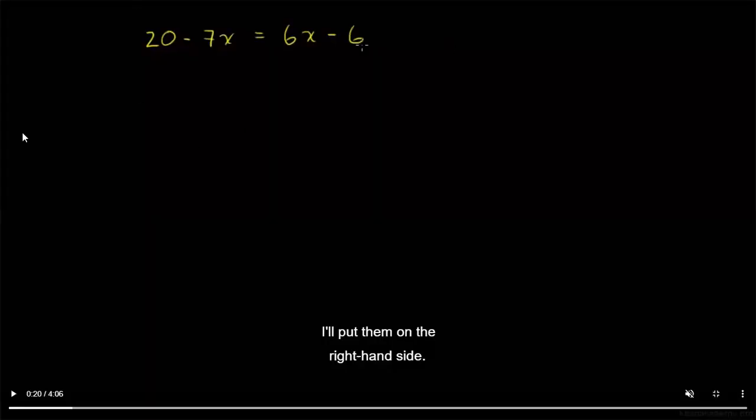Tell me the answer to this question. So this is the second question: 20 minus 7x equal 6x minus 6. What's your opinion? How can we solve this question? 20 minus 7x equal 6x minus 6. Okay, Hannah, go on. We will first transfer the smaller one to the bigger one. Which one is the smaller here in this question?